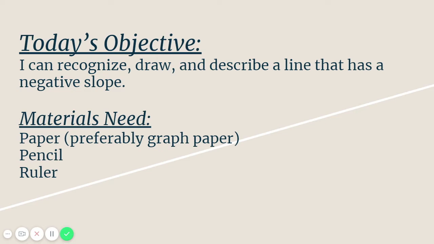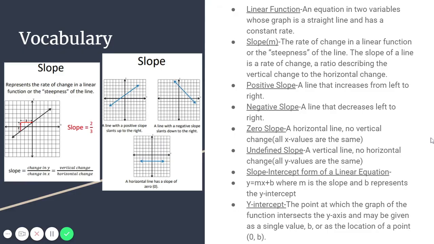Today's objective: I will recognize, draw, and describe a line that has a negative slope. The materials needed are paper, preferably graph paper, pencil, and a ruler. The important vocabulary that we will continue to cover throughout the week are as follows: linear function, slope, positive slope, negative slope, zero slope, undefined slope, the slope-intercept form of a linear equation, and the y-intercept.